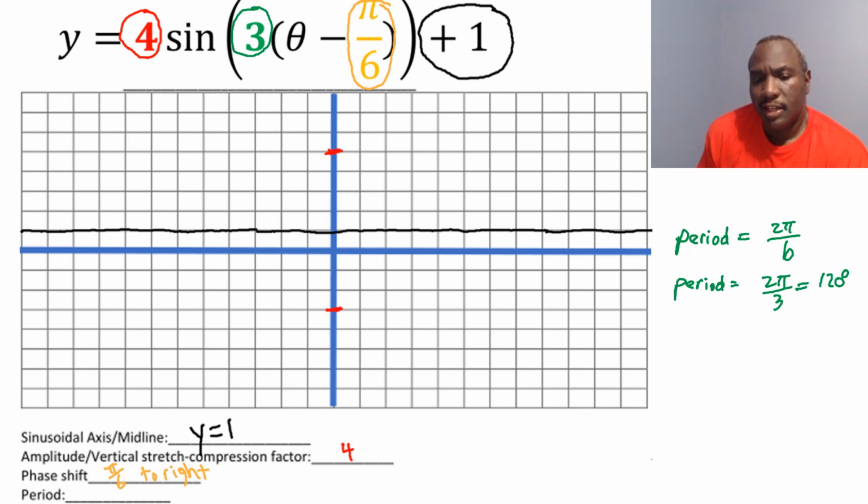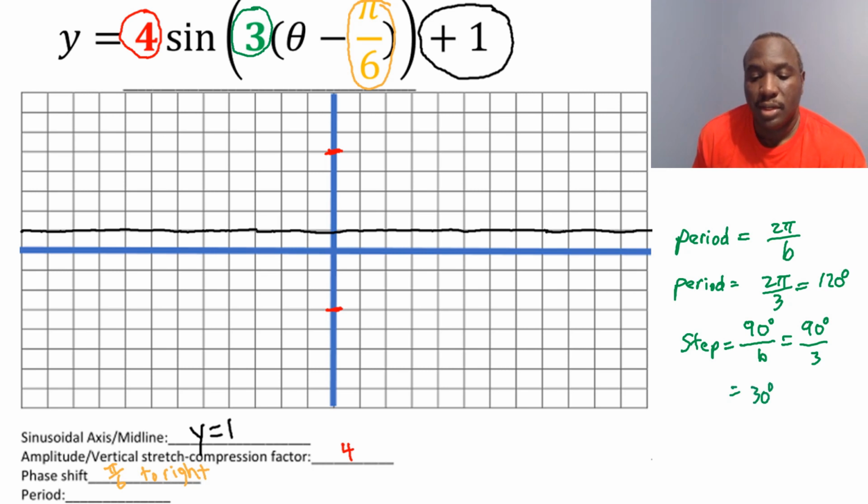We might also work out something called the step. Basically that's saying, look, we don't want to get all the points, let's just get the major ones. And we know normally the major points go every 90 degrees. So if we change the period, the step is going to change too. Normally it's every 90 degrees, but because we're changing it by B, our step is 90 divided by B. On this problem, that's 90 degrees divided by 3, which means that every 30 degrees we're going to get one of those major points that we need to make our graph.